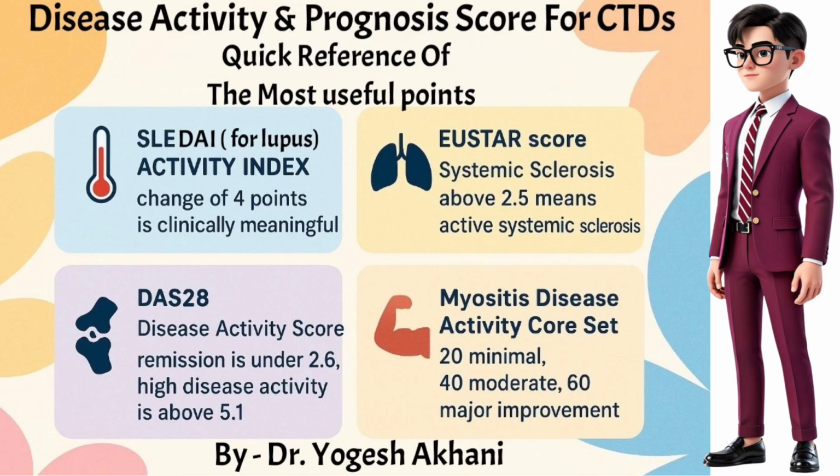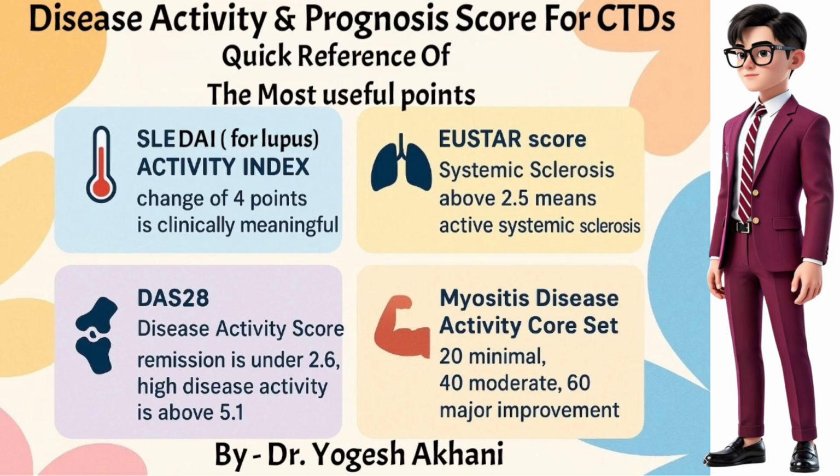Let's begin. SLEDAI. For lupus, the Systemic Lupus Erythematosus Disease Activity Index, or SLEDAI, is like a checklist. It covers features from the skin, joints, serositis, kidney, nervous system, blood counts, and even antibodies. Every item is either present or absent, and each carries a weight. When you add them up, the total score reflects the disease activity at that moment. A change of 4 points or more is considered meaningful.